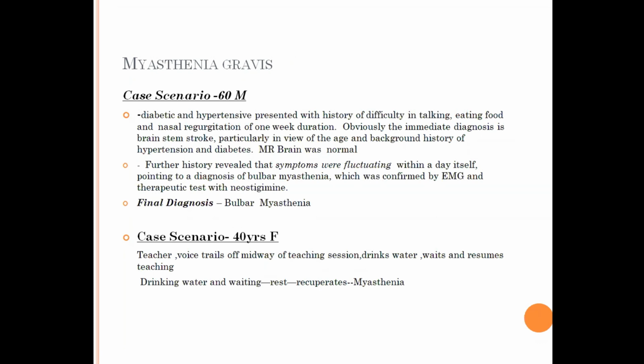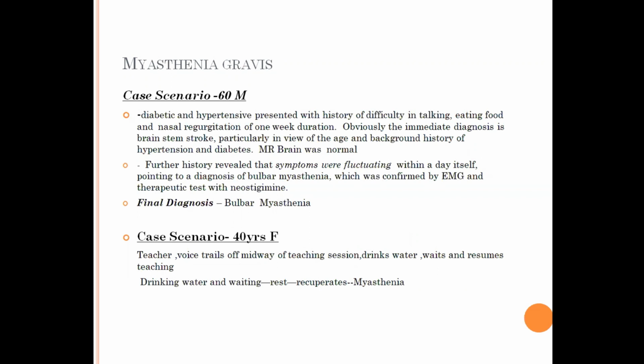So, a little more history showed that by evening or next morning, the relative said, "Doctor, sometimes he is able to talk normally, he is able to take food, and then other times he just chokes, he is not able to drink water." This was happening with fluctuation within a day itself. Then that gave the clue that this could be a bulbar myasthenia, starting as bulbar myasthenia, he did not have the ptosis and diplopia. Neostigmine injection was given and he completely recovered. So it was not a stroke, it was a bulbar myasthenia.